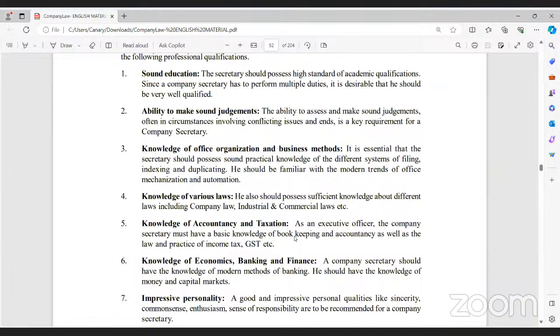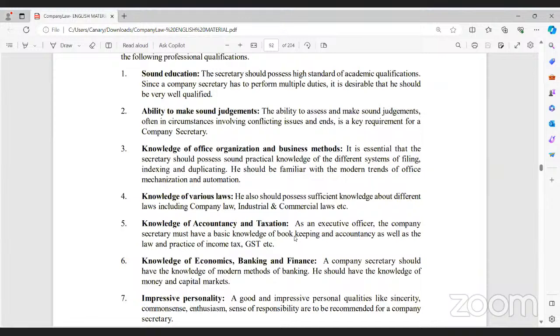Next one is knowledge of office organization and business methods. A person who is going to act as the company secretary of the firm should know how the office is to be organized, what terms are used, and what the organization system of the office is. He should know the different business methods, whether the firm is operating manually, mechanized, or automated, what new methods are taking place, and see that the organization system is not duplicated.